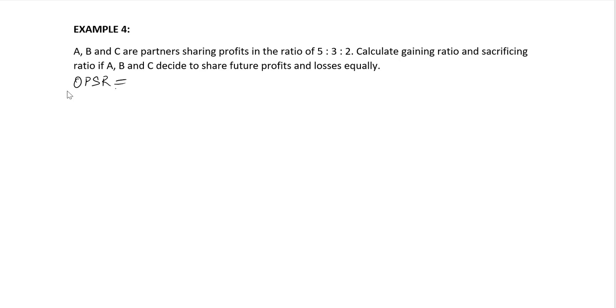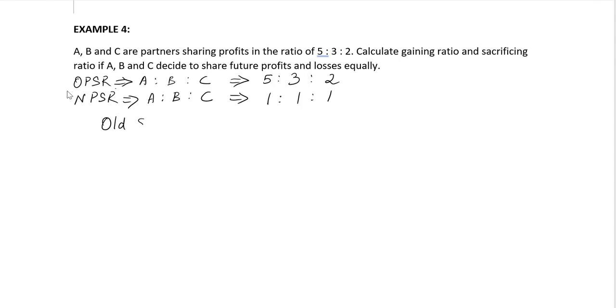OPSR, or the old profit sharing ratio between A, B, and C is equal to 5:3:2. We are given the new profit sharing ratio between A, B, and C as it's equal, so it's 1:1:1. Now to get the gain or the sacrifice, we need to do old share minus the new share, and if it's a positive figure, it's a sacrifice by the partner, and if it's a negative figure, it's a gain by the partner.